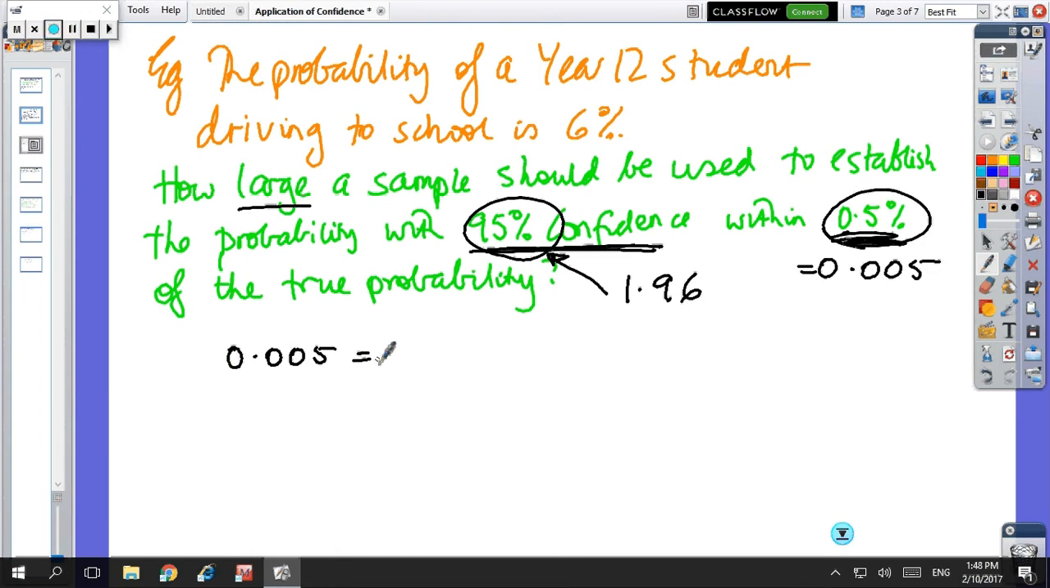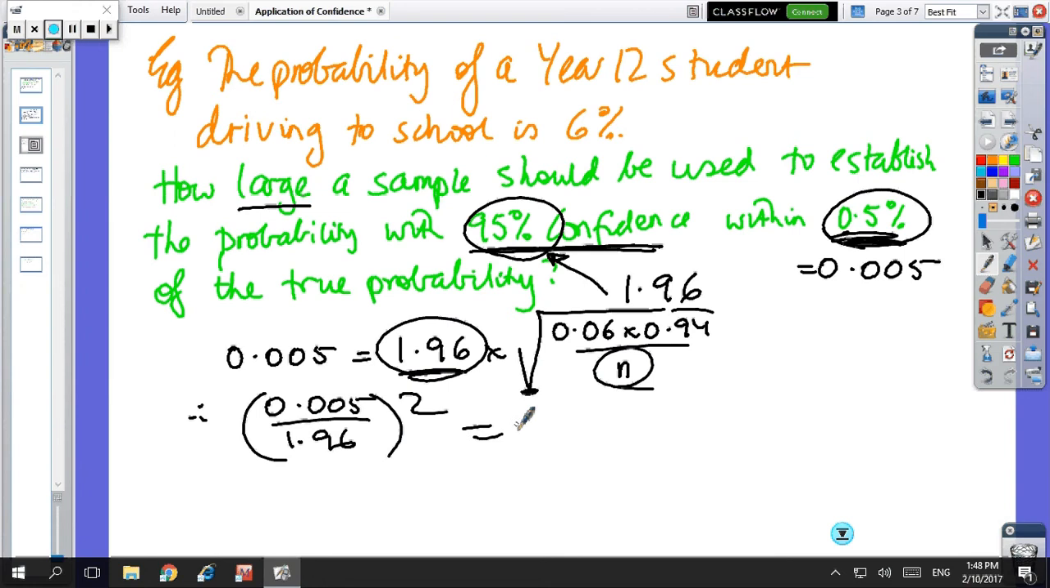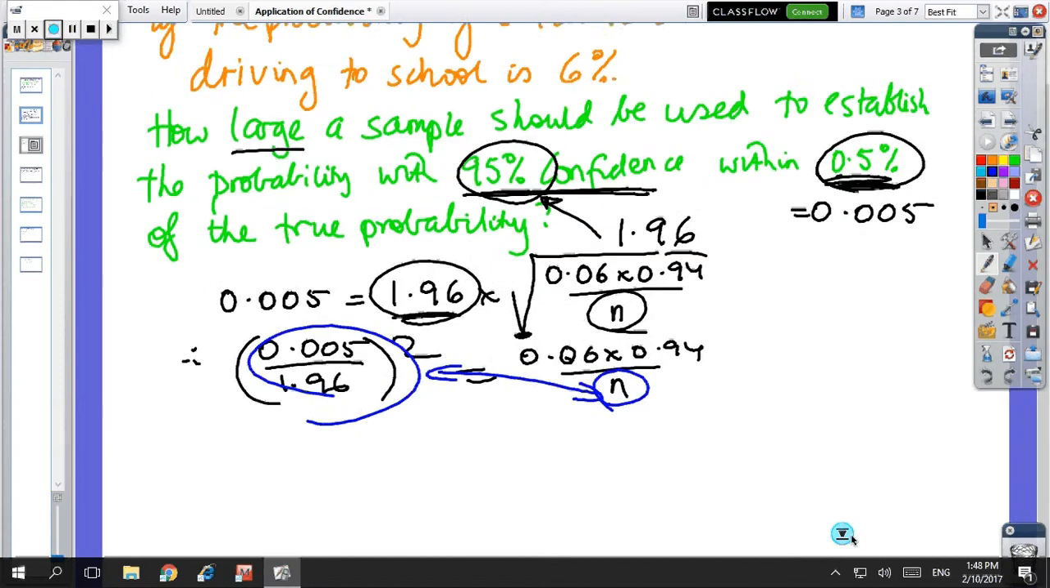So that becomes the subject. 0.05 equals your Z-score, 1.96, times your standard deviation. So we've got the square root of P, Q over the sample size, which we're trying to work out. So we're going to rearrange the formula, so we have to get rid of 1.96, we have to get rid of the square root, and we have to get n to be the top. So first thing is we put that underneath, and then to get rid of the square root, we square, and now we've got 0.0694 over n. And with division, these two numbers can just swap positions, and now n will be out the front.